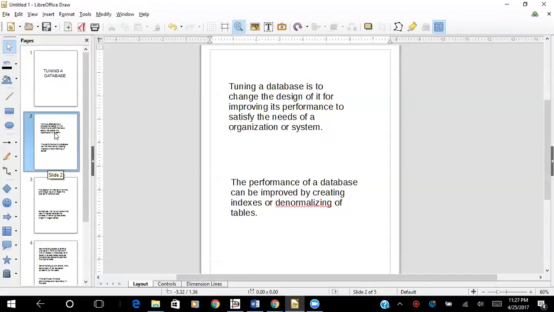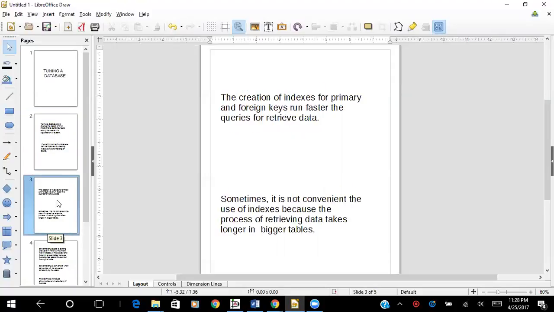There are some ways that they can do it, by buying new hardware and software. However, sometimes they have a limited budget, so they need to look for another possibility to improve the database, and it is by creating indexes or normalizing the tables, and they go into the design of the database.